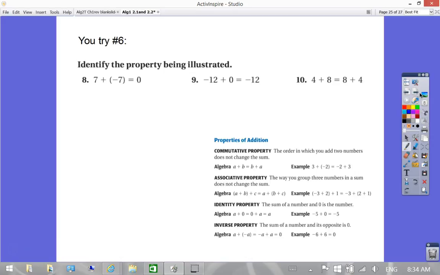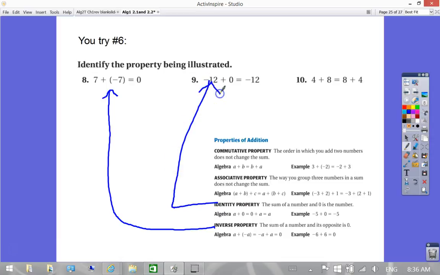Here, just write down the property. What was the first one? That looked like an inverse property. How about the second one? Identity. What about the third one? Commutative. Okay.